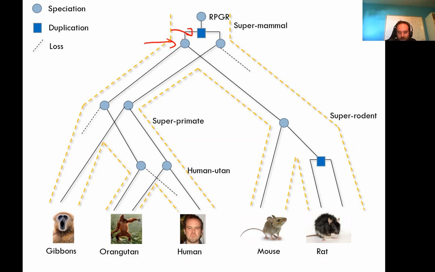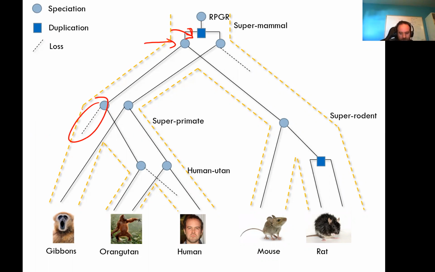So duplications create a copy of a gene in the same genome, and speciations just transmit the gene into the two descending species. And we might have gene losses, which indicate that a gene has acquired enough mutations to stop being functional, for instance. So that's what can happen to a gene. And I won't be talking about horizontal transfers or incomplete lineage sorting. It's just the good old speciation, duplication, and loss here.